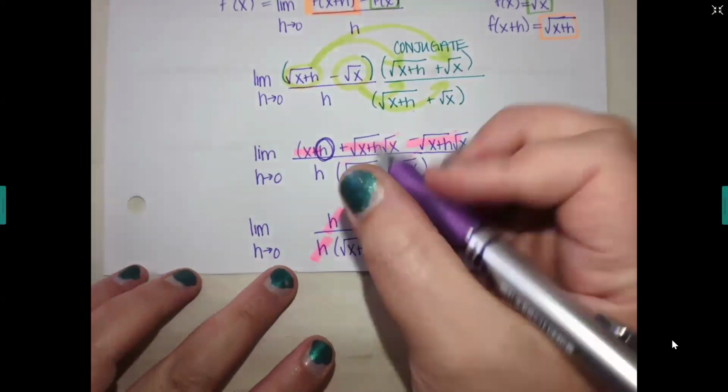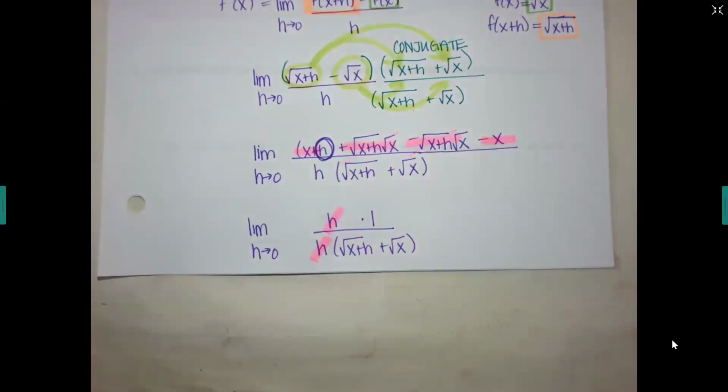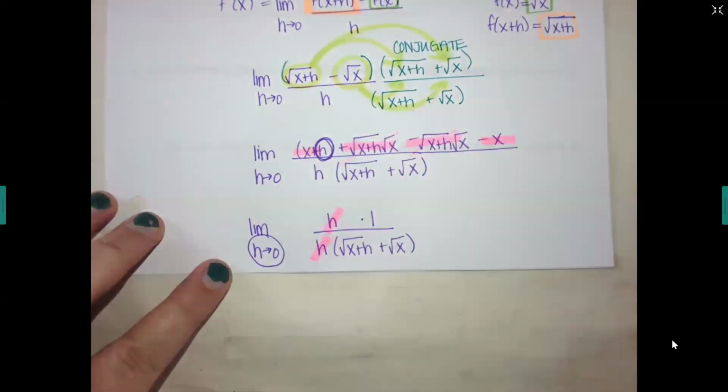1. Okay, now that my h is gone, I'm going to retry my limit. Remember, that's the whole point of the conjugate, is you want to eventually plug that number in. What is my h approaching?